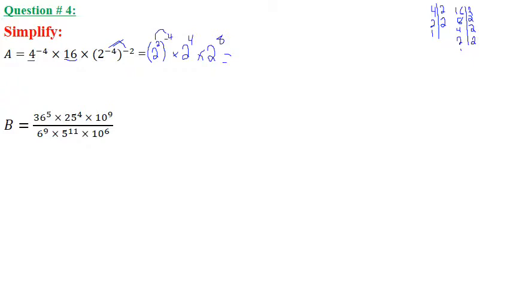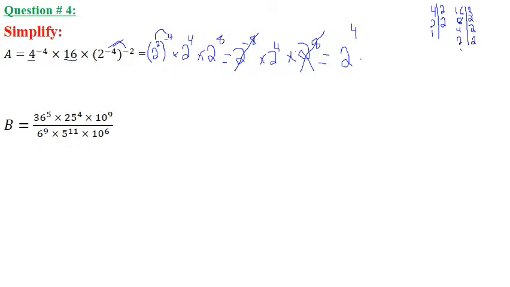Also here we have exponent, power of power, we multiply, so it's 2 to the power negative 8 times 2 to the power 4 times 2 to the power 8. Now 2 to the power negative 8 cancels 2 to the power 8, so we get 2 to the power 4 is my answer. This is the simplified form.